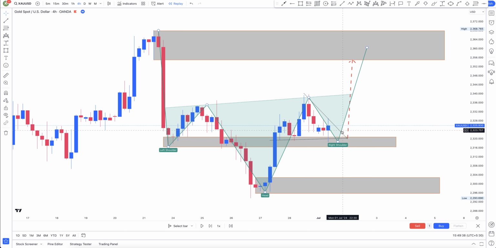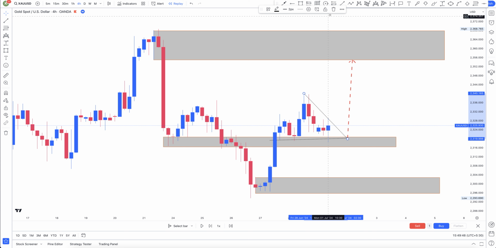So you see the number of confluences I put. We've gotten almost 3 or 4 confluences. Now let's go and look for the fifth confluence. We've gotten all these ones. Let's now go and see where we are going to get our entry.